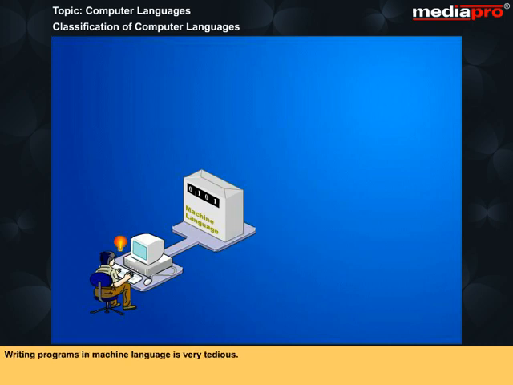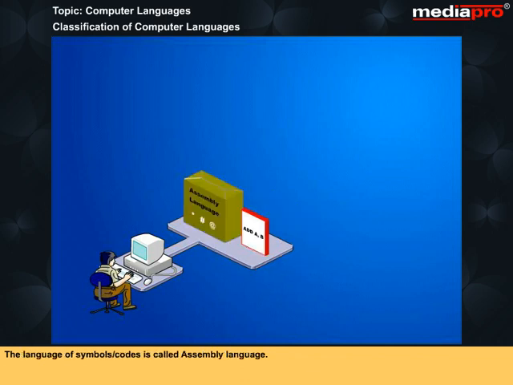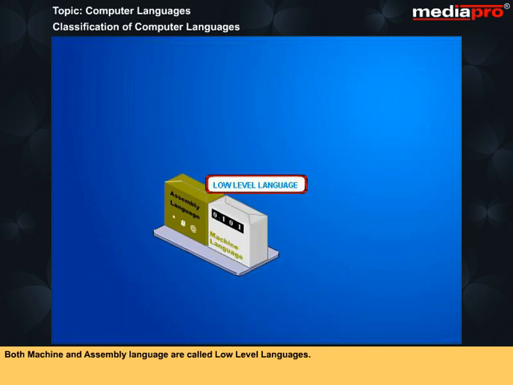Writing programs in machine language is very tedious. To overcome this, symbols and codes were developed. These symbols or codes are substituted for machine-level code. The language of symbols or codes is called assembly language. Both machine and assembly language are called low-level languages.